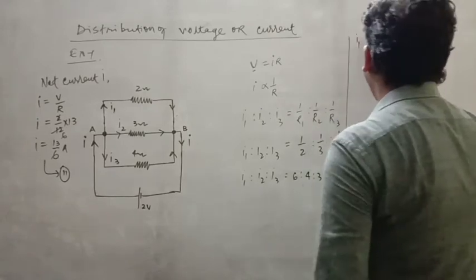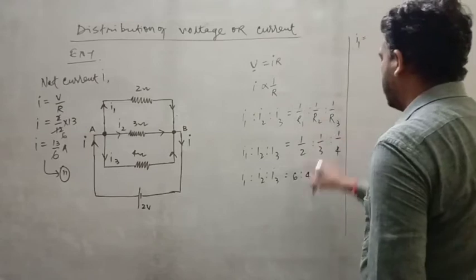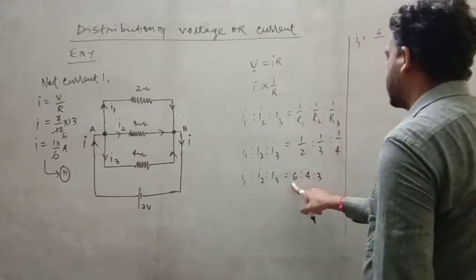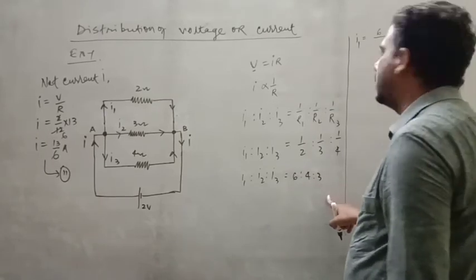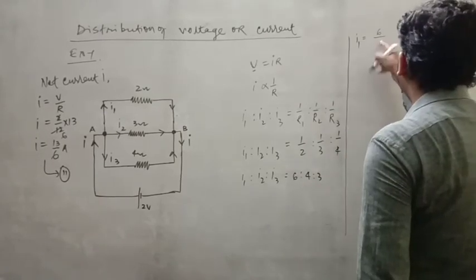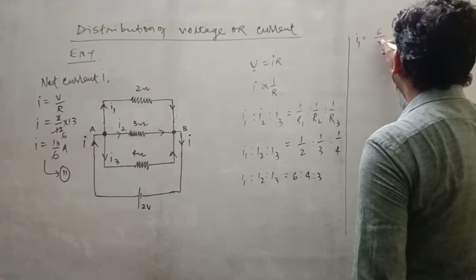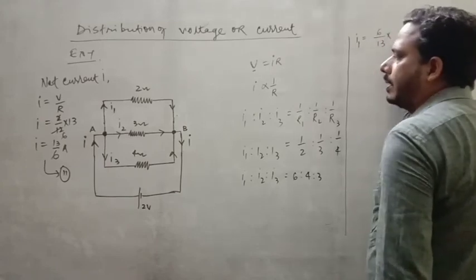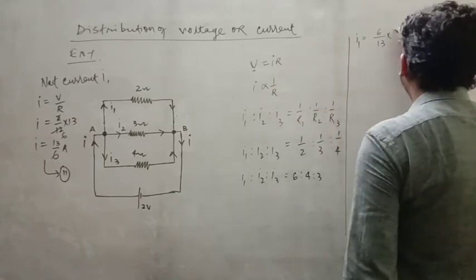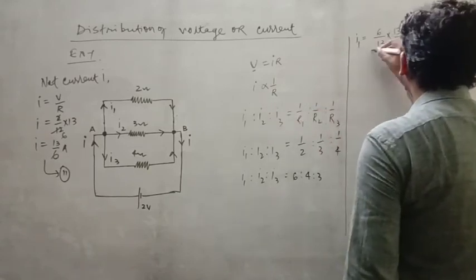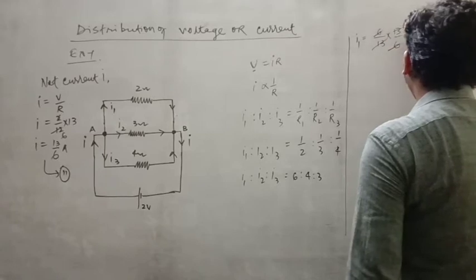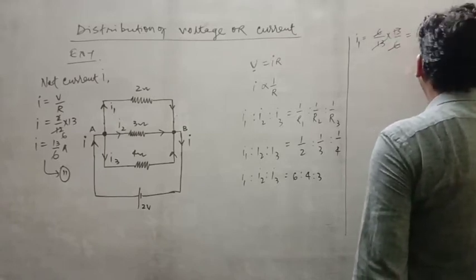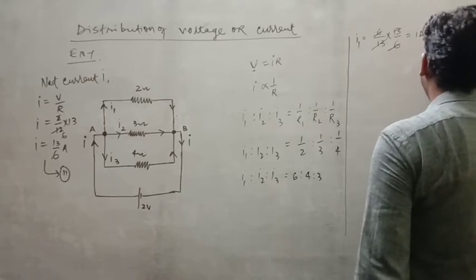Then I1 is equal to the first one, that is 6, over the sum of the resistors: 6 plus 4 is 10, plus 3 is 13. So altogether 13, multiplied by the net current 13 by 6. All of this cancels and you get 1 ampere. This is your next result.